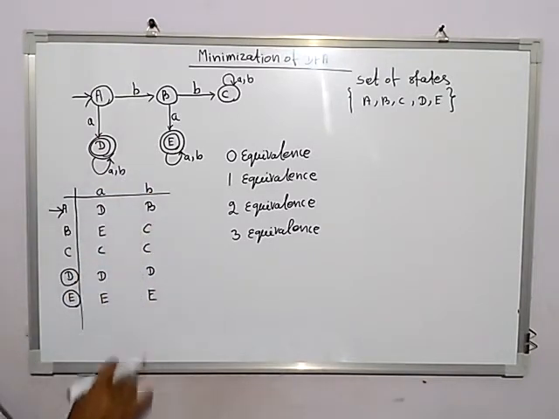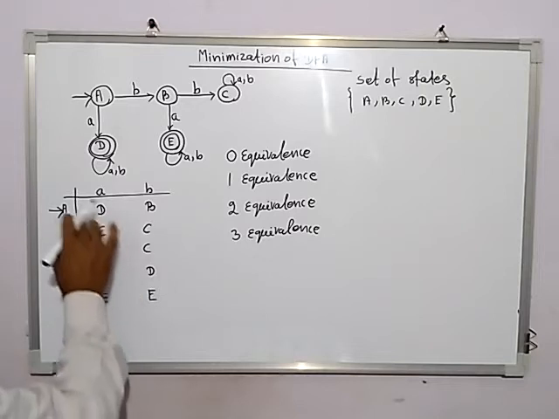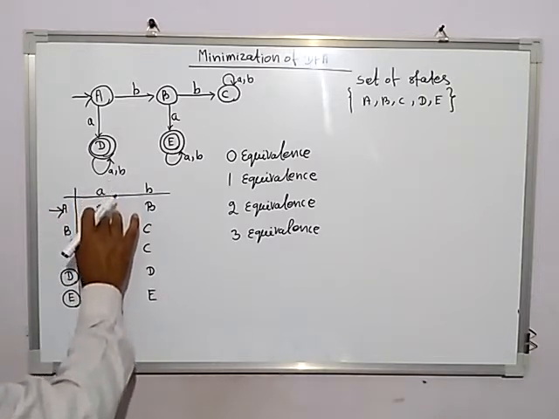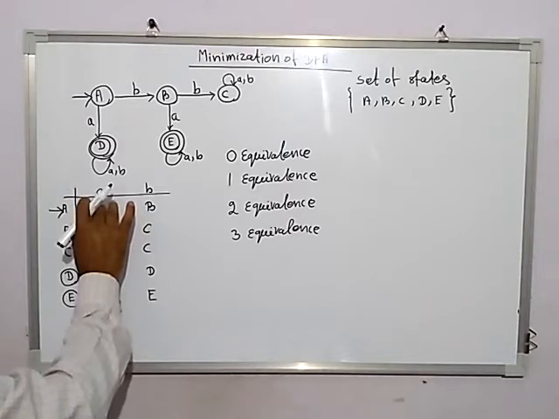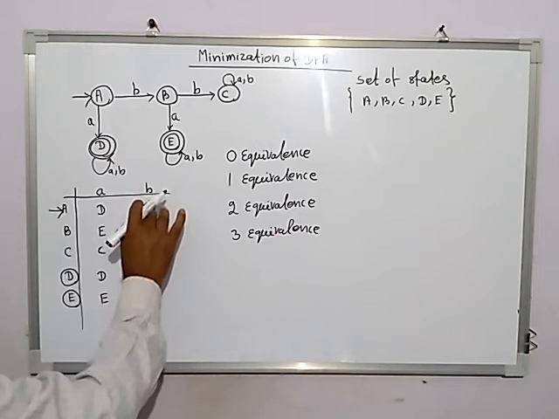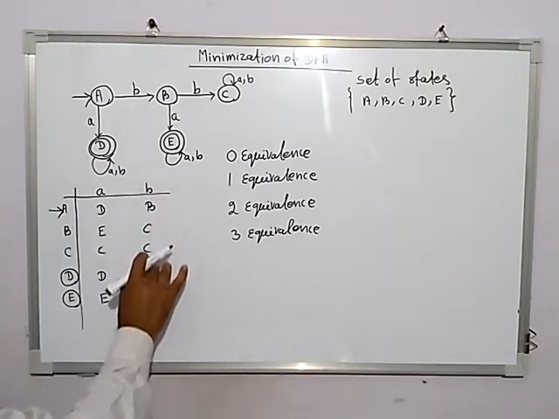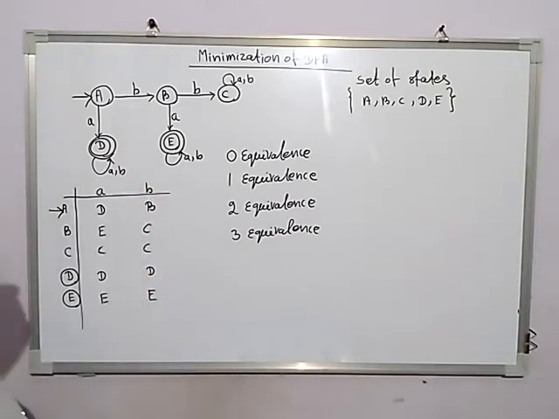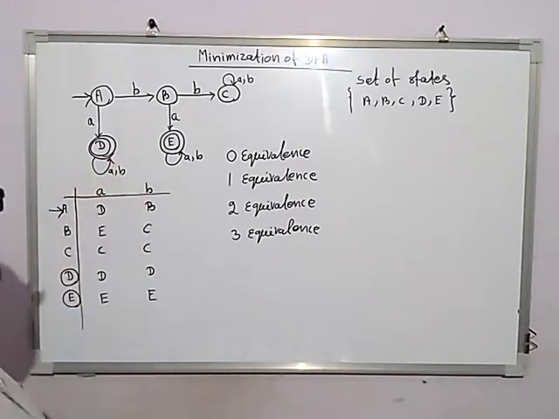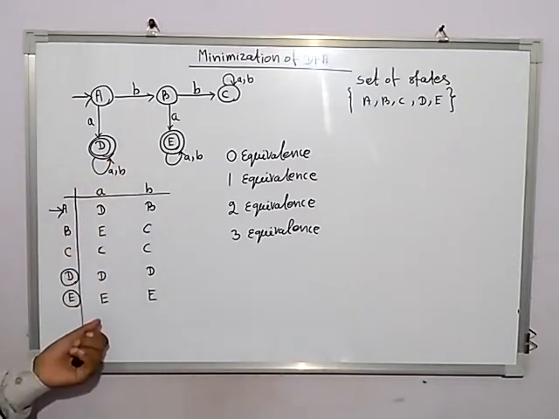Here the transition table is A, B, C, D, E. For input A, the next states are D, E, C, D, E, and for input B, the next states are B, C, C, D, E. Now, how to find out the minimized DFA? First, you draw the transition table.